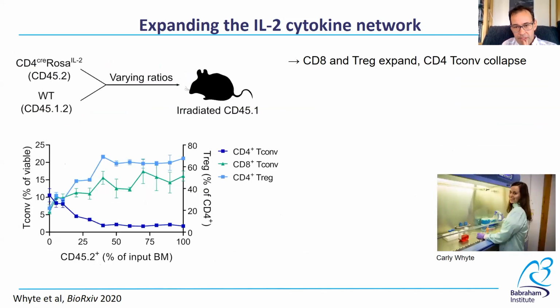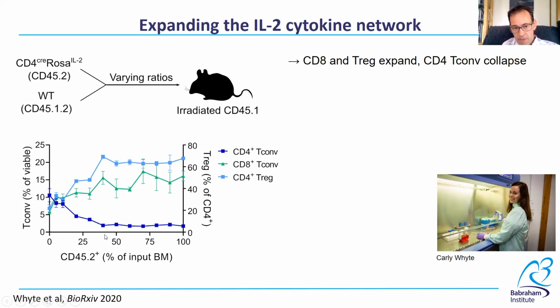Now I want to spend a bit of time on this experiment because it's a really beautiful experiment that Carly set up. It's a little bit complicated though. So what we've got is a mixed bone marrow chimera, my favorite technique. And we're mixing the bone marrow from CD4 Cre Rosa IL-2 mice, these are mice where T cells can make IL-2, with wild type mice. And we have a congenic label, so we can spot the difference between the different bone marrows and also between the mouse that we injected the bone marrow into. And rather than doing a mixed bone marrow chimera at 50-50 ratio, we used lots of different ratios from 0-100 all the way through to 100-0.